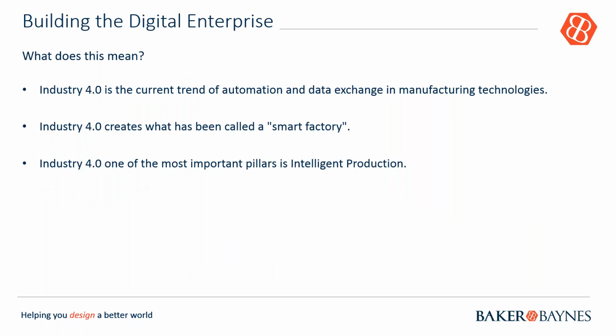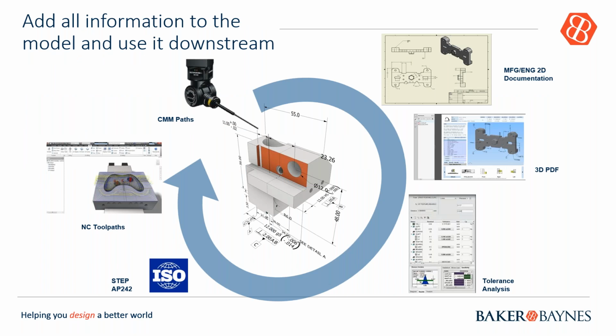So in Industry 4.0, you see the current trend of automation, as we discussed, is changing the data exchange inside of manufacturing technology. It creates smarter factories, a smarter way of production, smarter ways of actually working, and also smarter ways of designing. And the important pillar here is intelligent production, right? So intelligent production of how we produce our products and how we work with them. All this information that we had can be used downstream, and there are certain areas that you can see it being worked in here.